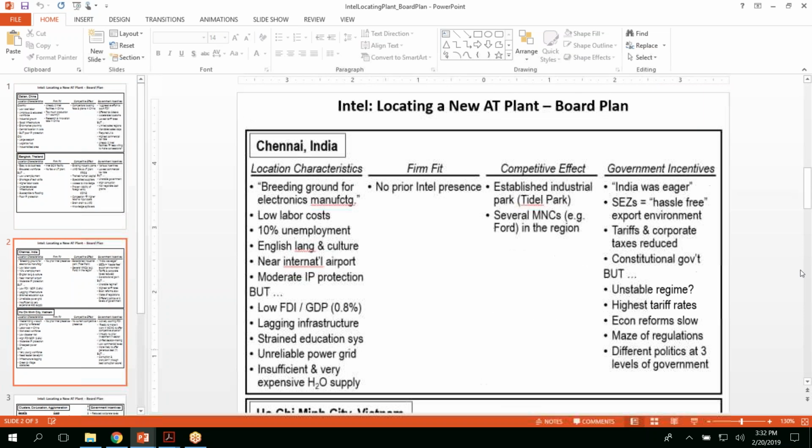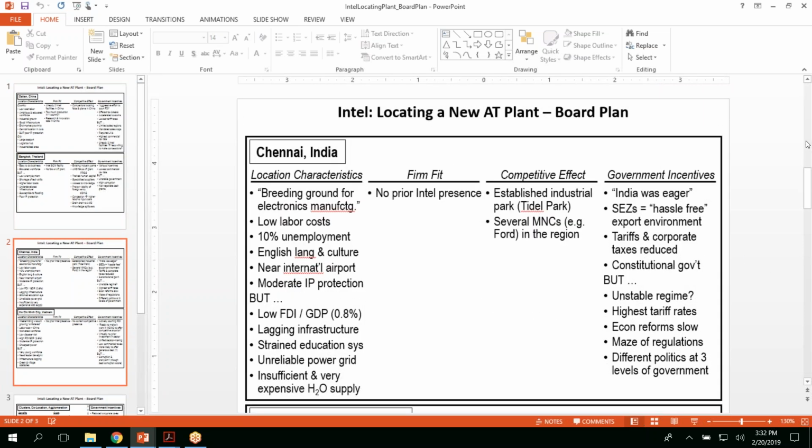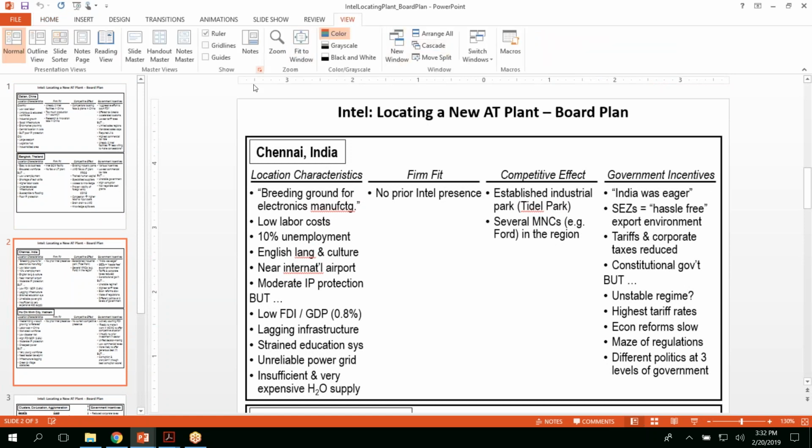So I'm proposing, how do I look at it in a scrolling sense? Let me see if I can do that. I don't think it does that.